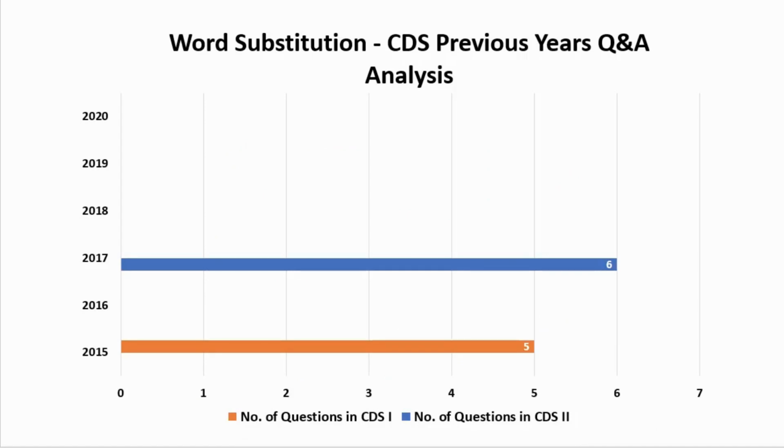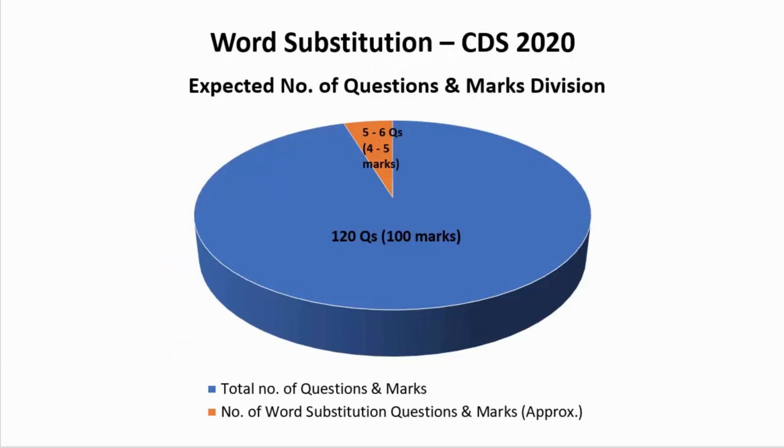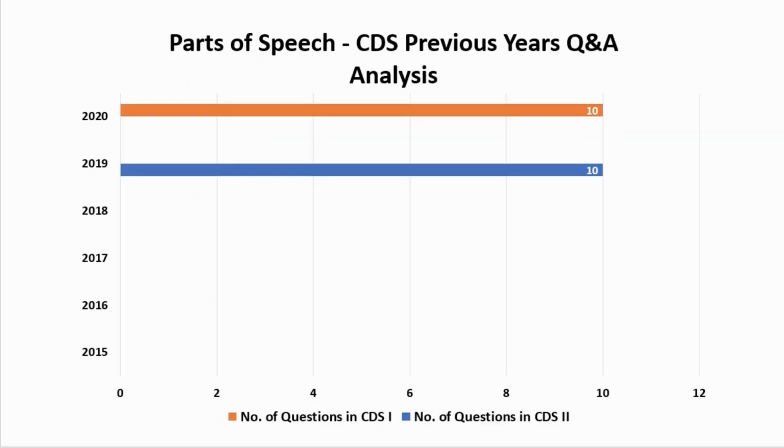And then moving on to word substitution. Again, in the recent years, in 2020, 19 and 18, no questions came from word substitution. It came in 2017 CDS 2, 6 questions, and in 2015 CDS 1, 5 questions came. So 5 to 6 questions you can easily expect from word substitution, which will fetch 4 to 5 marks for you.